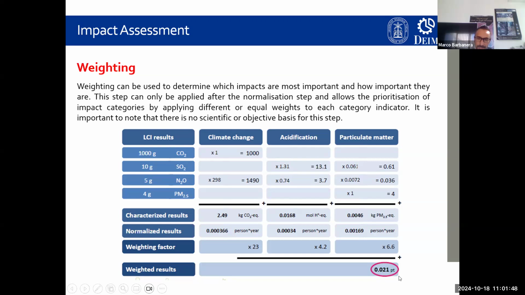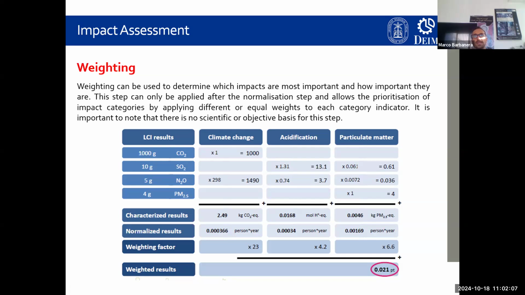Here, you can see that to this number, 0.021, a unit is associated: PT. PT is the acronym of point.